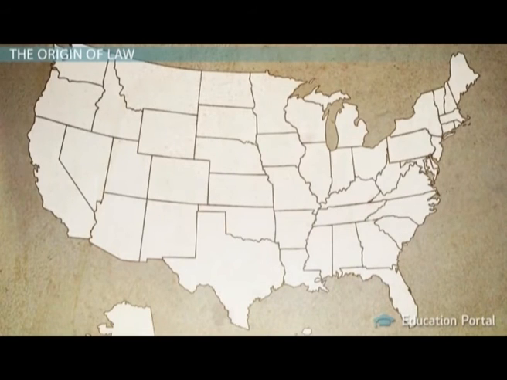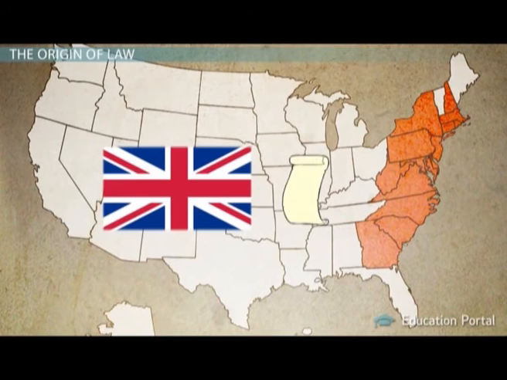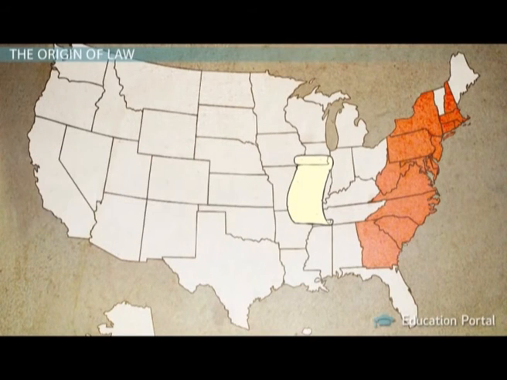So where does law come from? In America, our law system came from Great Britain. The settlers of the original 13 colonies came from Europe, and they brought with them their own set of rules and principles to be used in their new society.